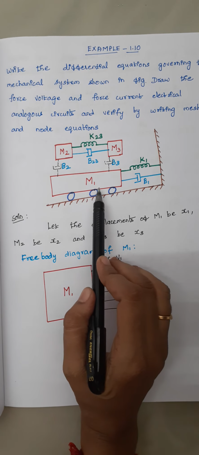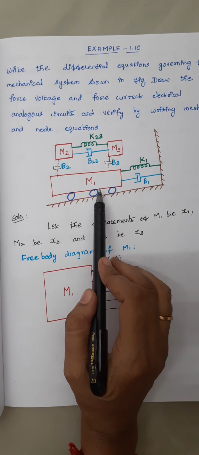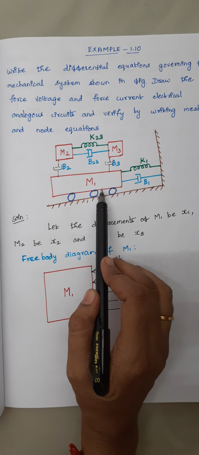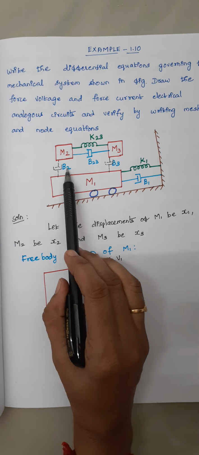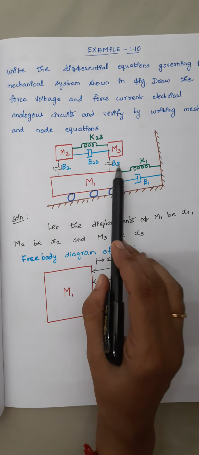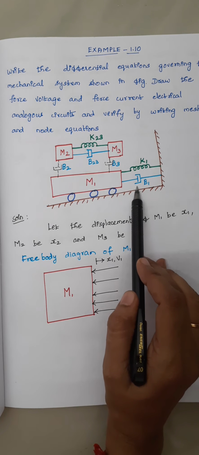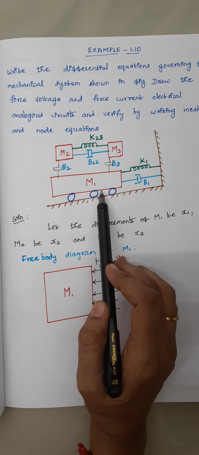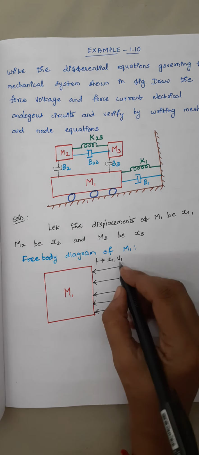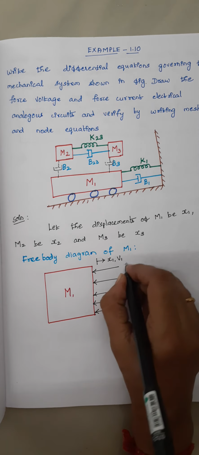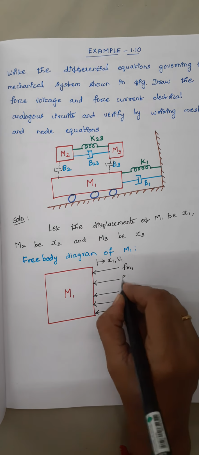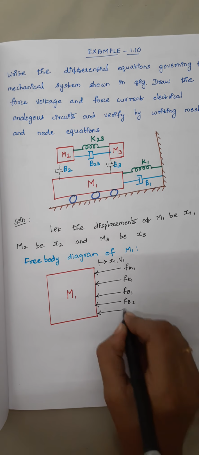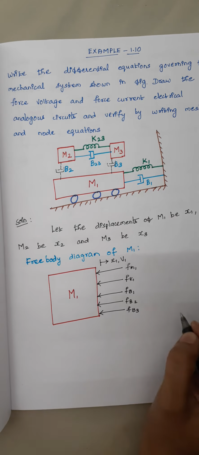There is no direct applied force over here, right? So there is no applied force. So the opposing forces are totally 5 in number. That is the opposing force produced by B2, B3, K1, B1, and apart from that this mass M1 will also produce some opposing force, right? So the first step is to write down the list of forces here. So the forces are Fm1, Fk1, Fb1, Fb2 and Fb3.